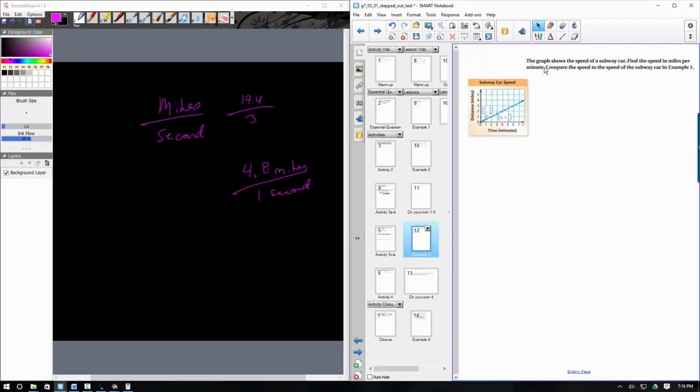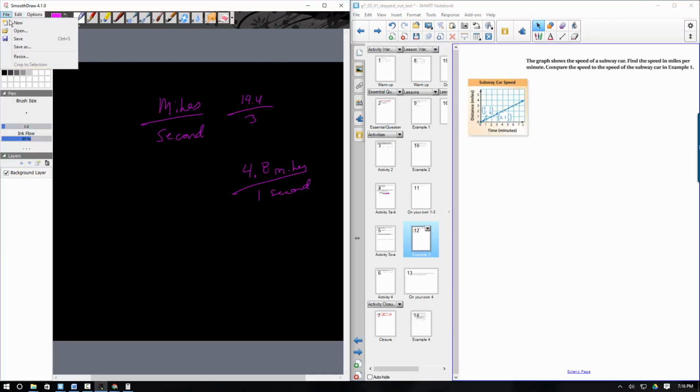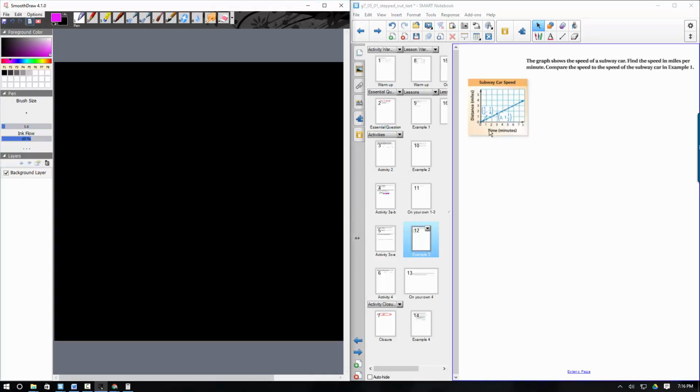This one here says a graph shows the speed of a subway car. Find the speed in miles per minute. So if I look here, the very first thing you want to see is that the first one is my x term, so I go 1/4 of a mile in half a minute. I'm going to put that up here. 1/4 of a mile in 1/2 minute. Now, of course, I want to make this equal to 1 whole minute, right? So I'll say times 1 minute.